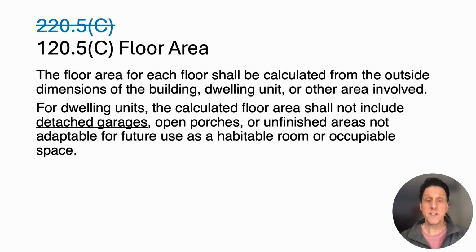But there was some confusion because you might remember in the last code, they got rid of the references to garages. And so that meant that an attached garage was included, and it was causing some confusion. So for this code cycle, they're clarifying detached garages are not included. Neither are open porches or unfinished areas that are not adaptable for future use as a habitable room or occupiable space. Not included in the floor area calculation.